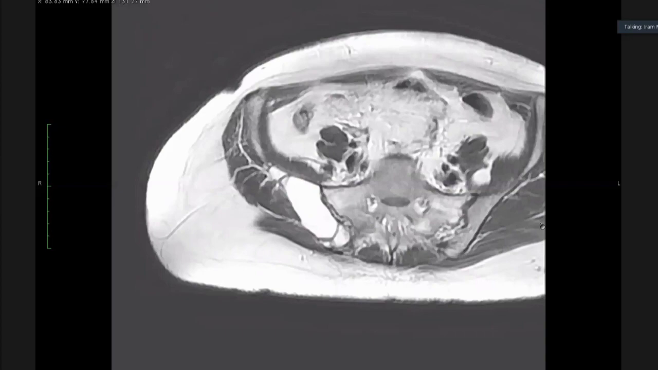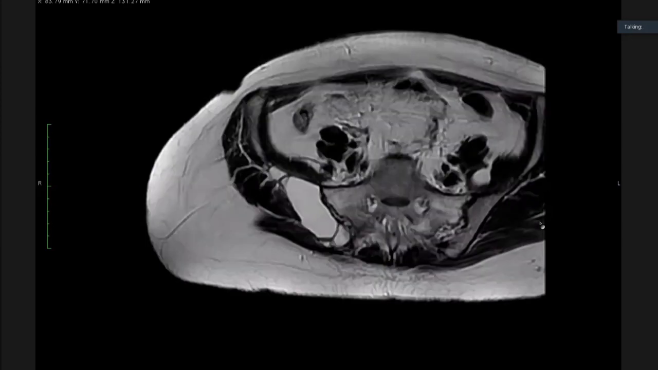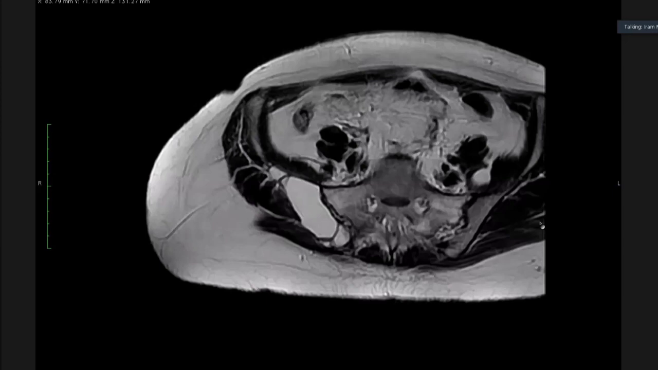There is a well-defined T2 hyperintense cystic lesion involving the right posterior iliac blade. Are you sure this is cystic? So this is T2 hyperintense. This looks like fluid. Okay, so how would a cellular tumor look? A cellular tumor can be T2 hyperintense as well. Okay, this intensity matches that of a fluid.